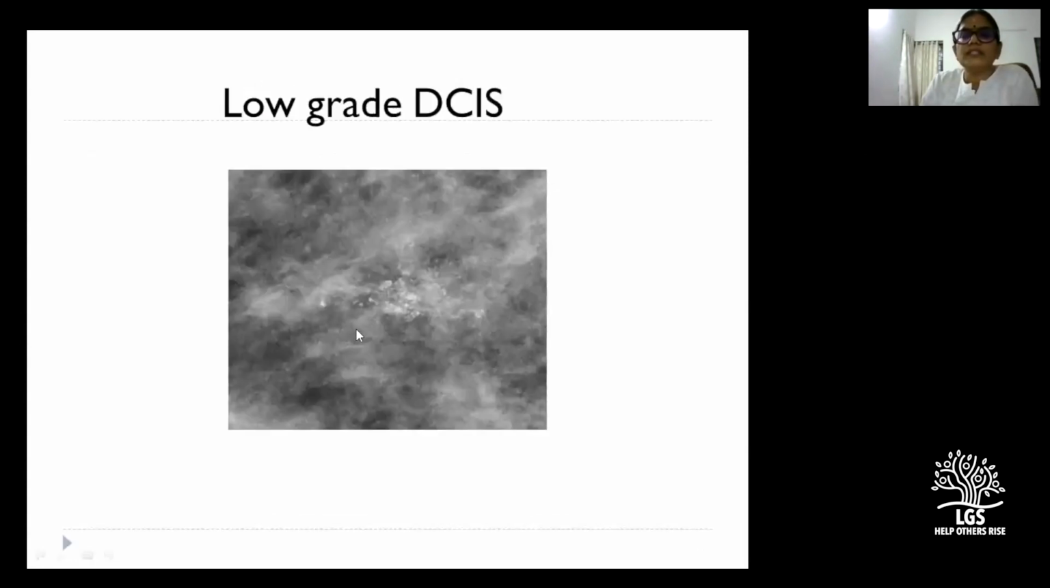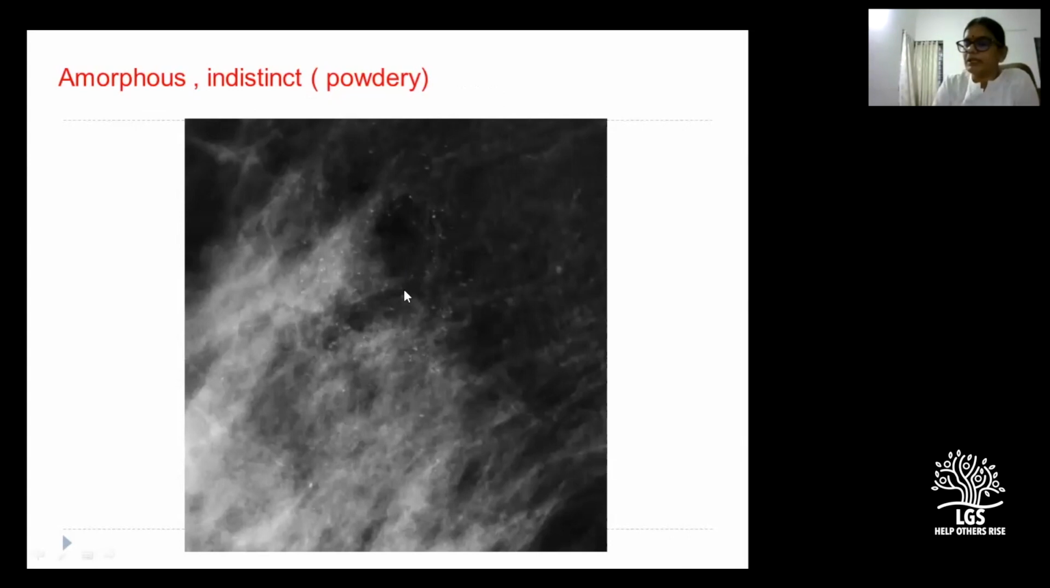Whereas low-grade DCIS may not take that Y-shaped distribution. It may look like a coarsely crushed calcification, a bit faint sometimes, and also powdery, as if somebody had sprinkled some powder on that area. So, I don't know, can you see it? Is it visible on the screen?